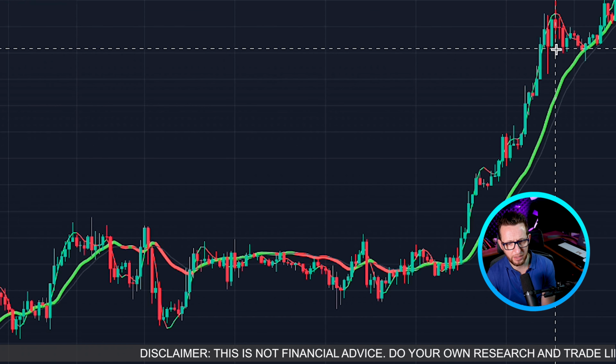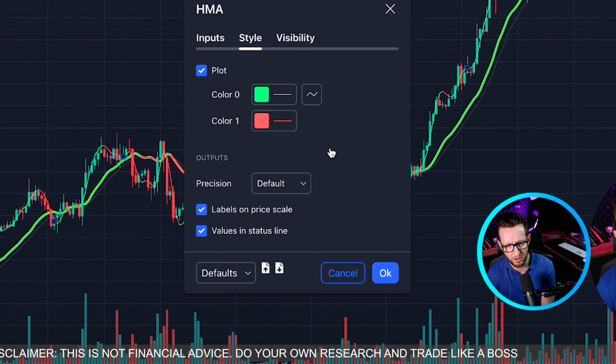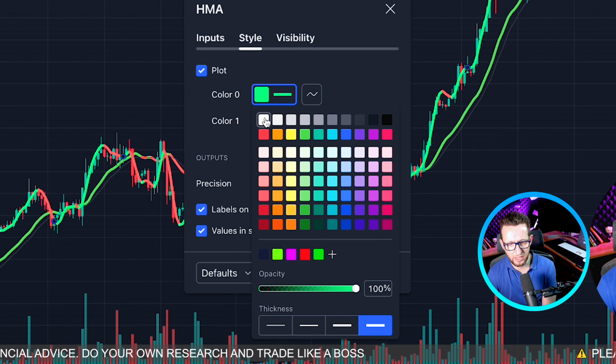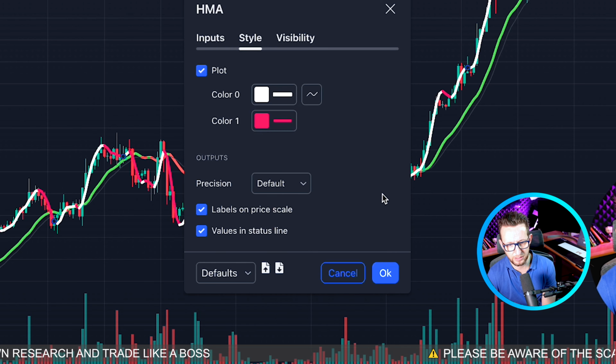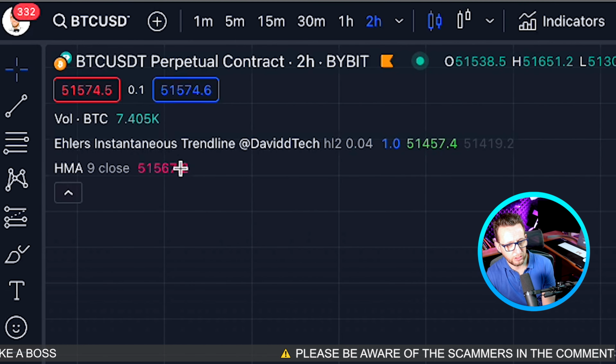We're going to be going back over to our chart and making the lines thick again in the style over here. This is just for YouTube. I'm going to change the colors to white and pink just so that we can tell the difference here on YouTube. Okay, our white and pink line is now on the chart, the HMA.